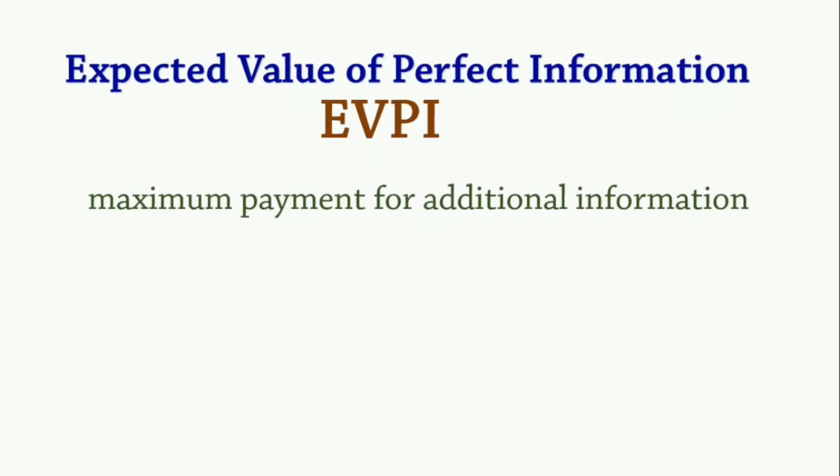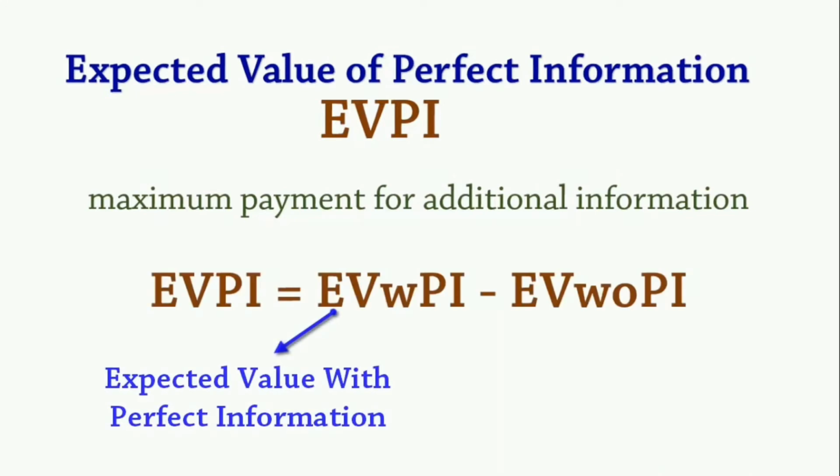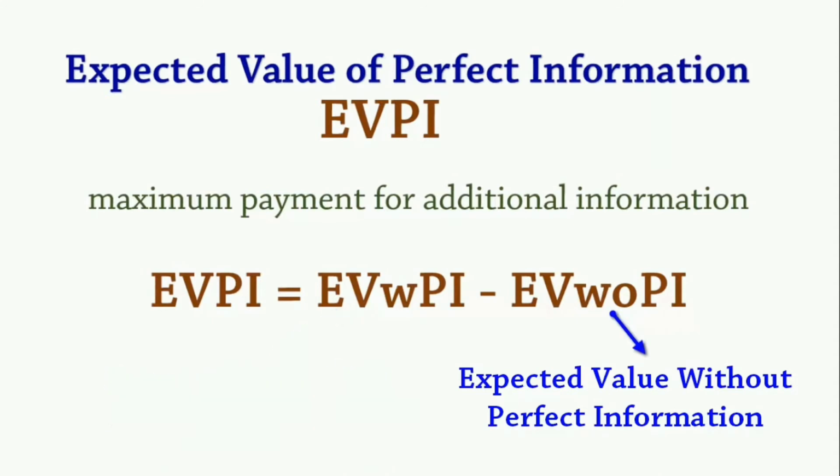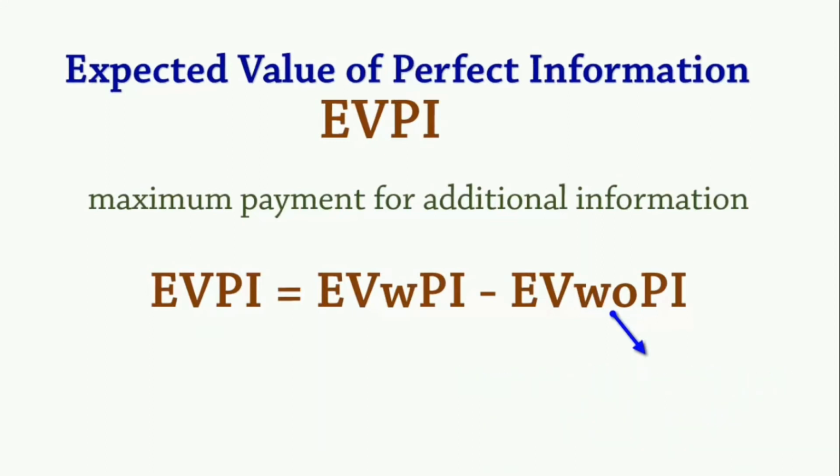The formula for the expected value of perfect information is EVPI equals EV with PI minus EV without PI. EV with PI is the expected payoff if perfect information about the state of nature is known. EV without PI is the expected value without perfect information, which is the best expected payoff without additional information. That is, the maximum EMV. The maximum EMV was determined to be 32 earlier.